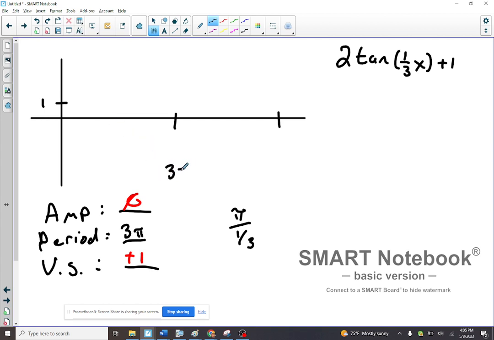So for this one, this is 3 pi, and then this is 6 pi. Then we cut it in half. For tangent, you don't have to cut it into quarters. You could just cut it in half.